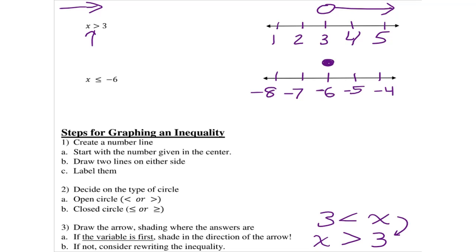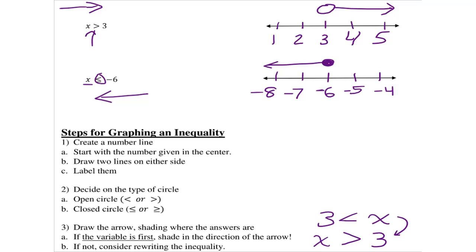Again, if my variable is first, I can use this to help me decide, right? Look at where it's pointing. It's pointing to the left. So these answers to the left are less than or equal to -6. And you're done.